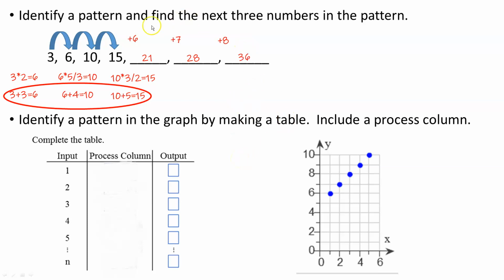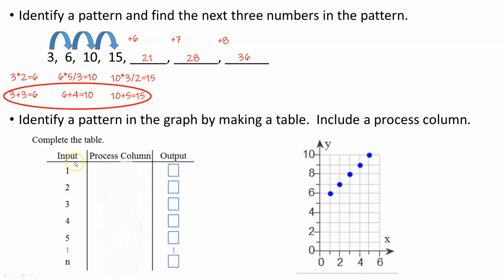It's important to note that when we're doing this sort of problem, you don't have to worry about n. This one, you just got to figure out what the pattern is. Okay. Our final question. Identify a pattern in the graph by making a table and include the process column. What? A graph? Well, it's all right.